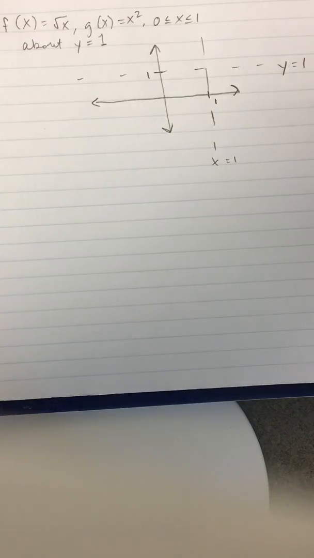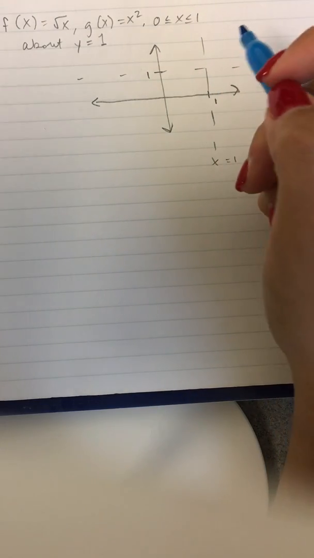We're given f of x equals square root of x and g of x equals x squared on the interval 0 to 1 on the x-axis. And we're rotating about y equals 1. So first step always is to graph. These are fairly easy graphs since they're parent graphs, nothing fancy.